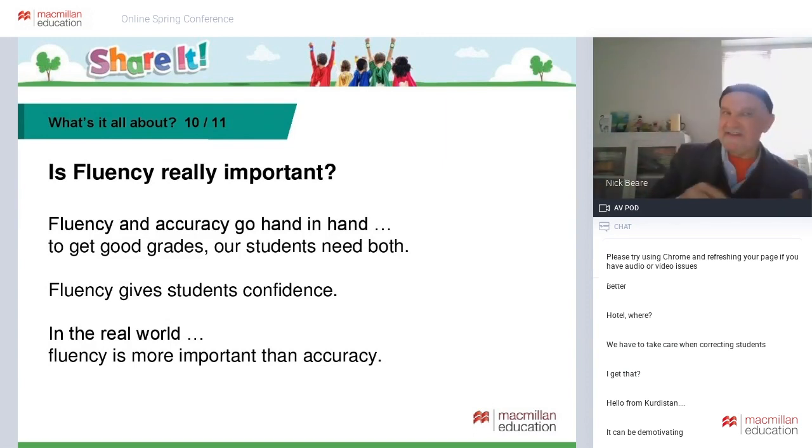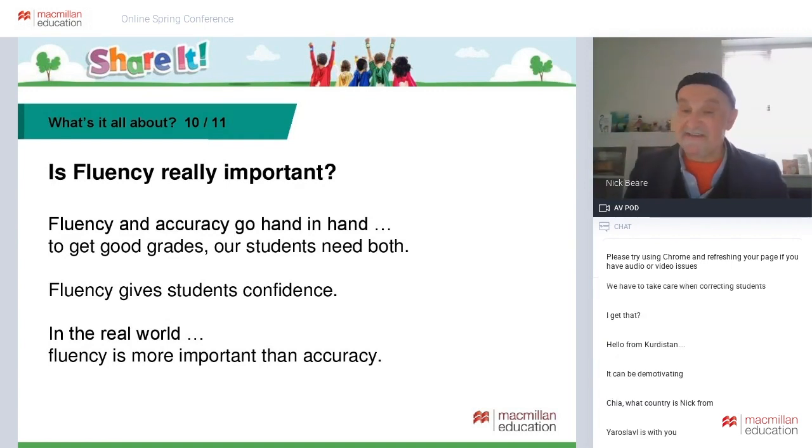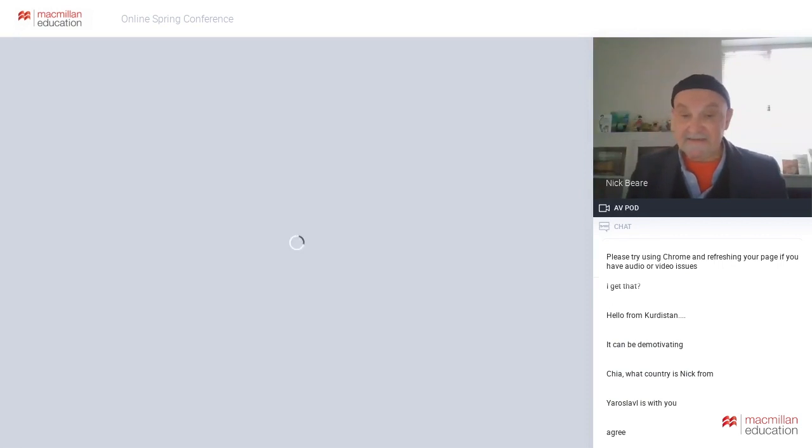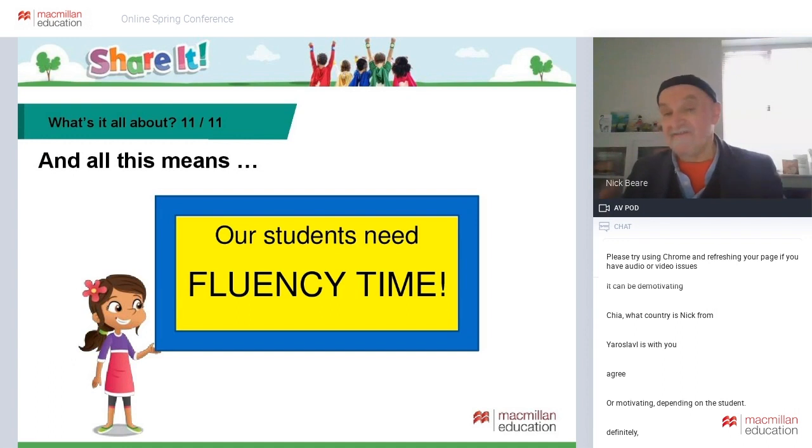As somebody puts here, we have to take care when correcting students. And we'll talk a little bit more about how we can do the corrections, because we do have to do corrections of some sort, but how we can do them later on. Right. So the upshot of that is all this means our students need fluency time, a special time to actually concentrate on fluency.